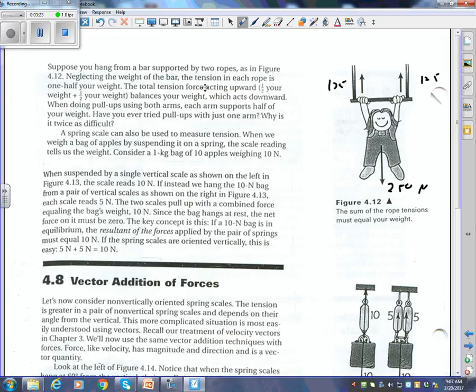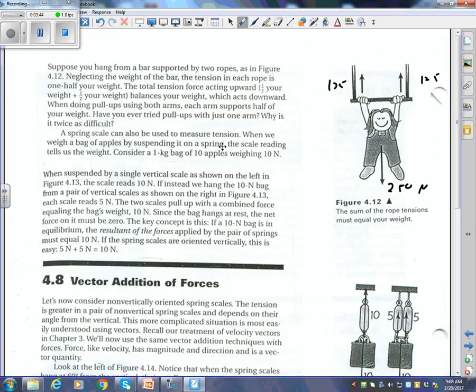The total tension force acting upward, 1/2 your weight plus 1/2 your weight, balances your weight, which acts downward. When you're doing pull-ups using both arms, each arm supports 1/2 of your weight. Have you ever tried pull-ups with just one arm? How many people can do it? Not very many, right? You just don't have the same strength to weight ratio. That's why you need both.